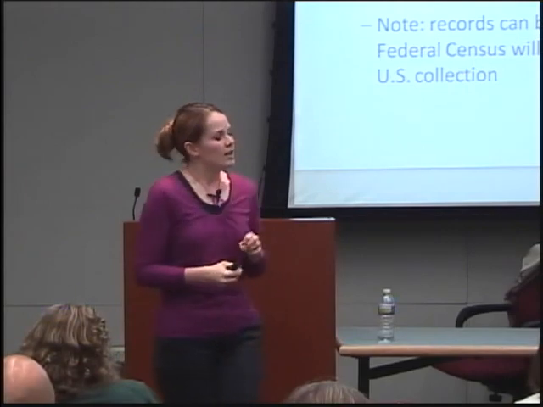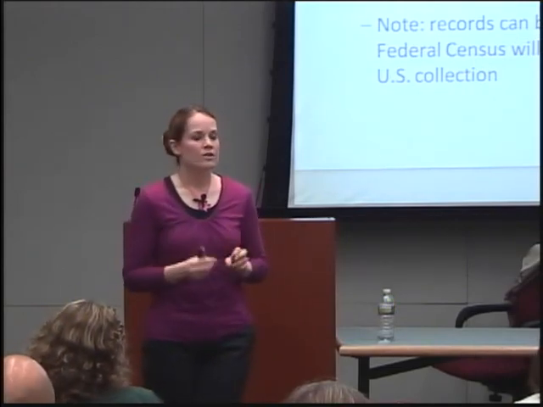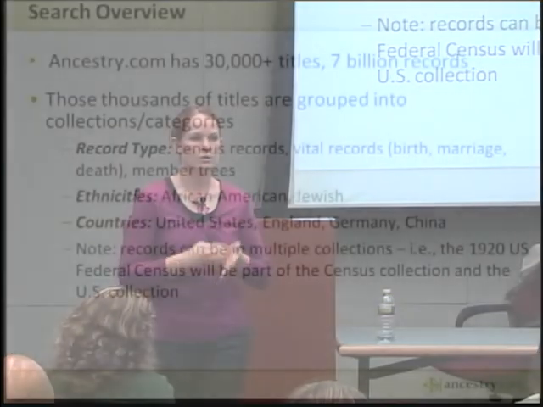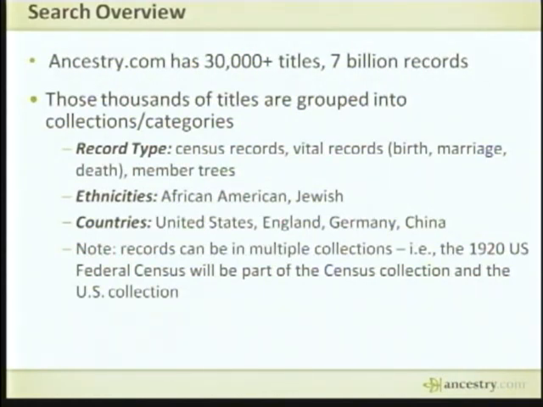Okay, so we have about 30,000 titles or databases on Ancestry.com. And I mentioned before we have 7 billion historical records. We kind of subdivide those into different groupings, if you will. First of all, we have record types. So we have census records, immigration records, vital records, and things like that. So you can think of them subdivided like that.